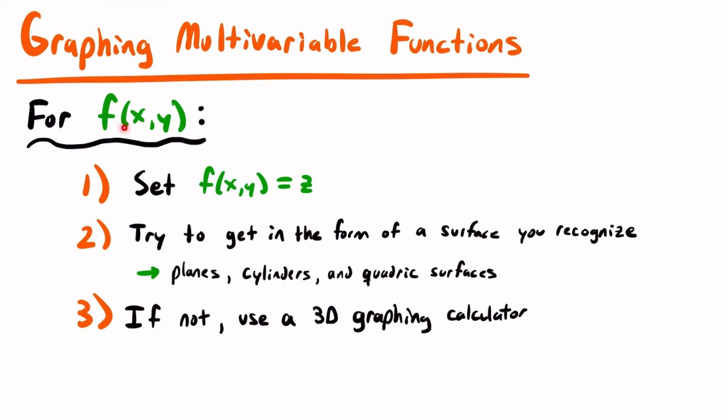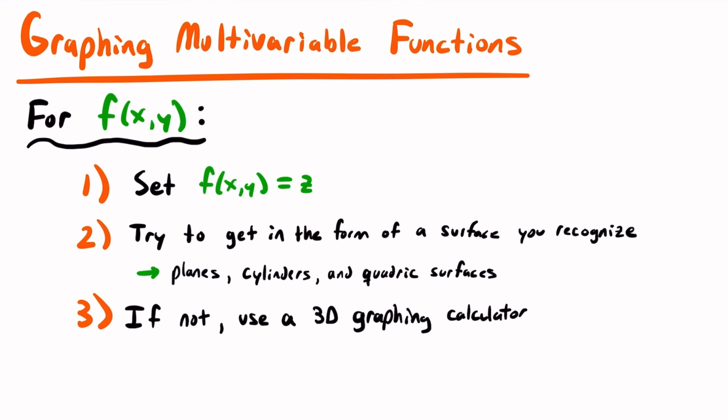For a function f of x, y, which represents a surface, by the way, a three-dimensional surface, the first thing you want to do is just write it using the dependent variable, so set f of x, y equal to z, and then you want to try to see if you can get that function or that equation in a form of a surface that you recognize. So this could be a plane, a cylinder, or a quadric surface, right? Those are three things you've already learned how to graph in previous lessons of Calculus 3.